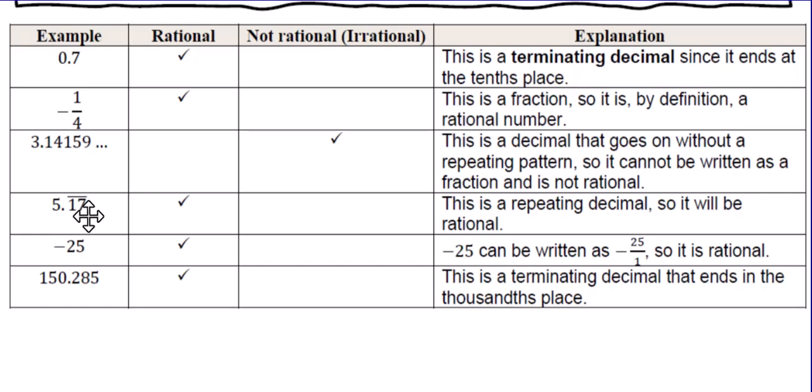So this would be 5.171717, etc. And that will be a rational number. Eventually you'll talk about how to write that as a fraction, or in this case a mixed number in simplest form. The number -25 is an integer, and it can be written as a fraction as -25/1, or -50/2, or -100/4. It is considered a rational number. And then our last example, 150.285, that's another example of a terminating decimal, so it will be a rational number.